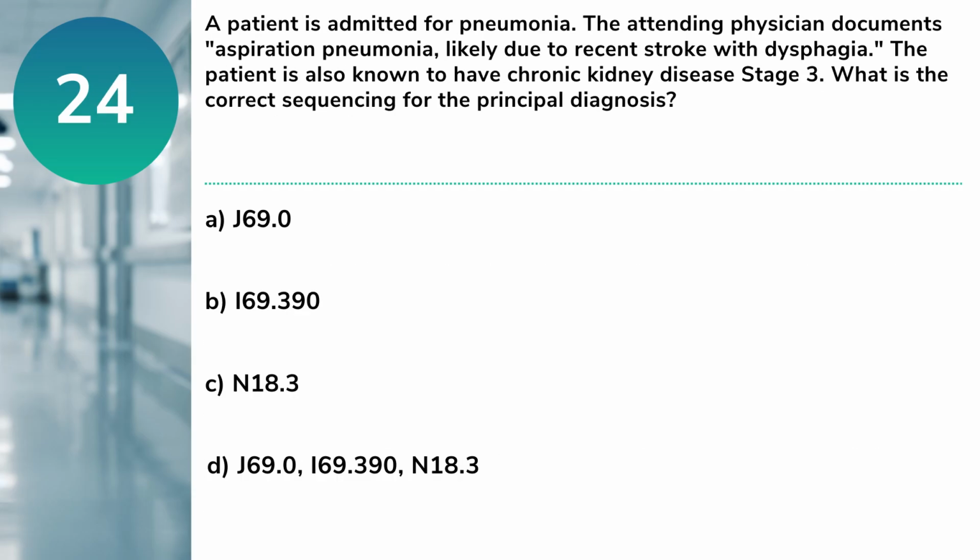Question 24. A patient is admitted for pneumonia. The attending physician documents aspiration pneumonia, likely due to recent stroke with dysphagia. The patient is also known to have chronic kidney disease stage 3. What is the correct sequencing for the principal diagnosis? A. J69.0. B. I69.390. C. N18.3. D. J69.0, I69.390, N18.3.